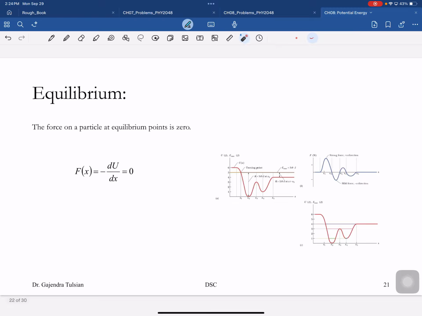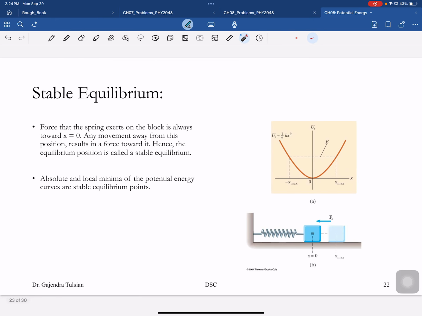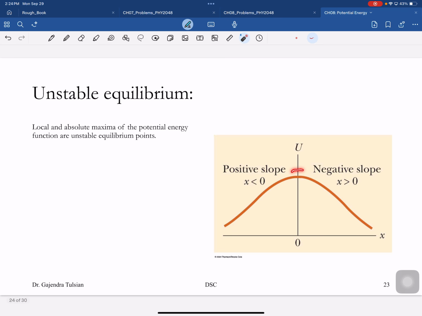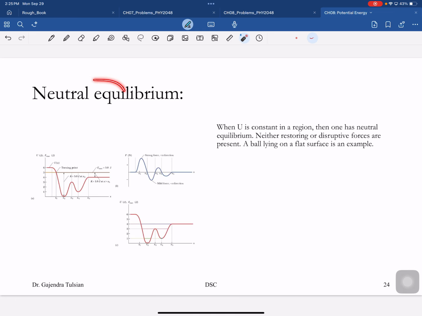Here's a potential energy function. This is an unstable equilibrium, stable equilibrium, and so on. This gives you the force at any location. Local minima are stable equilibrium positions. Local maxima are unstable equilibrium positions. Neutral equilibrium positions are where the potential energy curve is horizontal, and you can move the object, and you have a series of equilibrium positions.